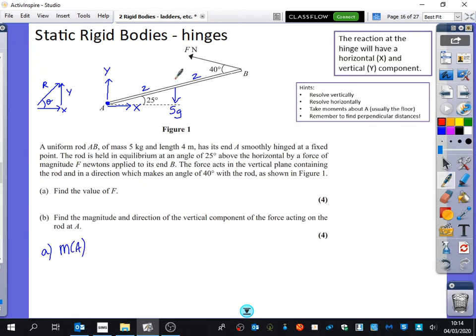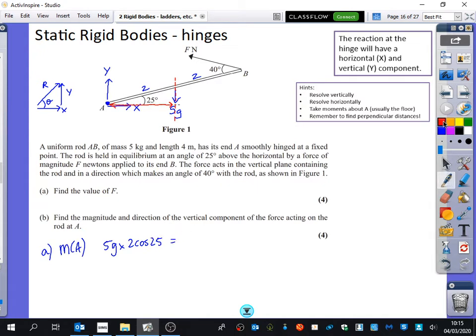Well, one of the forces is this 5G, and it's going to include this distance along the bottom. I could draw a separate triangle if I wanted to. I'm wondering if anybody can just tell me what that distance is. Yeah, 2 cos 25. That will save you a bit of time in the exam. So we've got 5G multiplied by 2 cos 25 equals this other force.